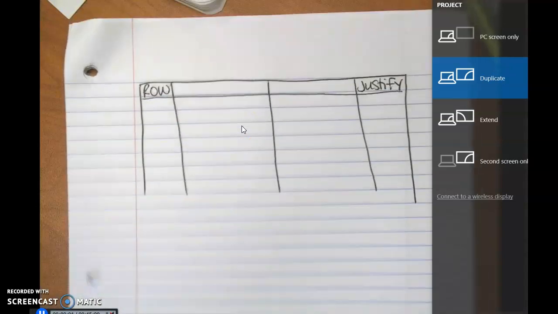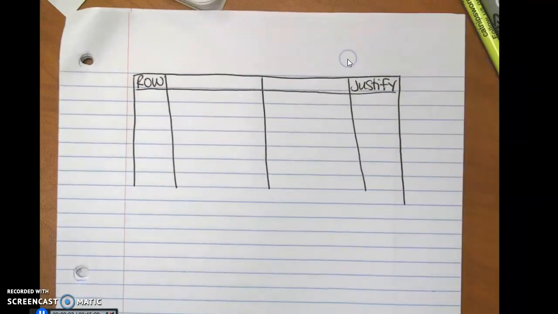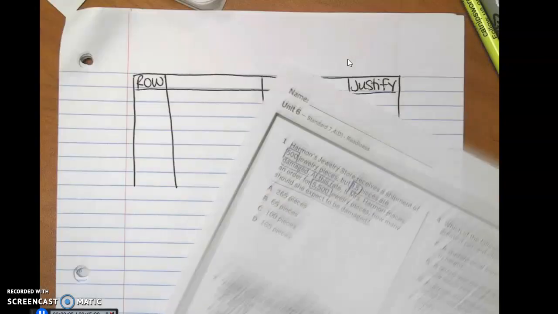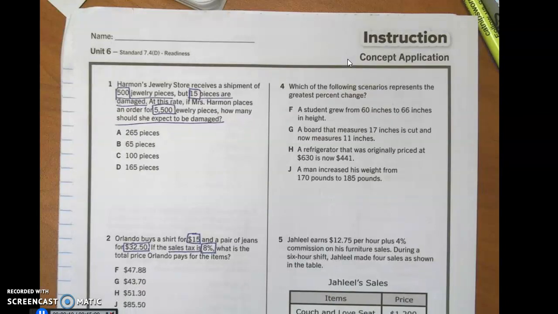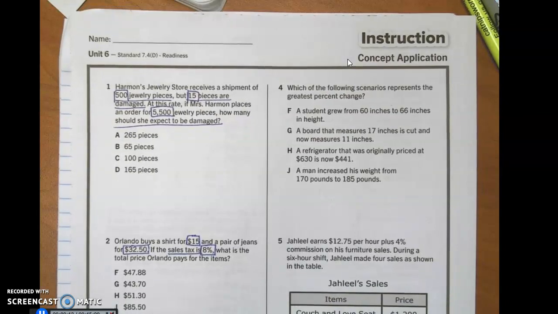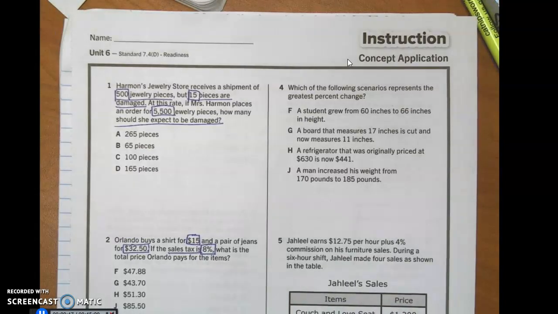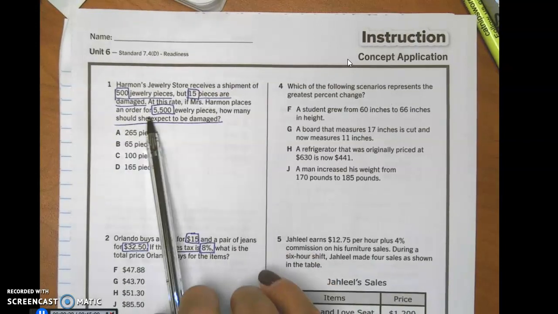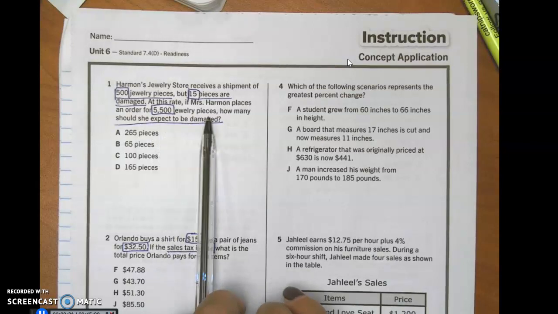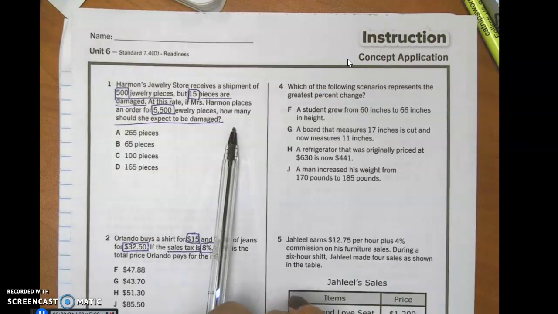At tables, we have these questions to go over. For page 61 in your Think Up math book, we're looking at Harmon's Jewelry Store. Harmon's Jewelry Store receives a shipment of 500 jewelry pieces, but 15 pieces are damaged. At this rate, if Mrs. Harmon places an order for 5,500 jewelry pieces, how many should she expect to be damaged?